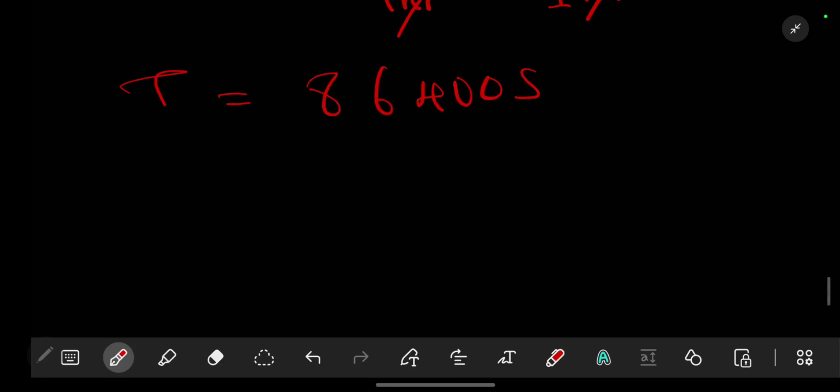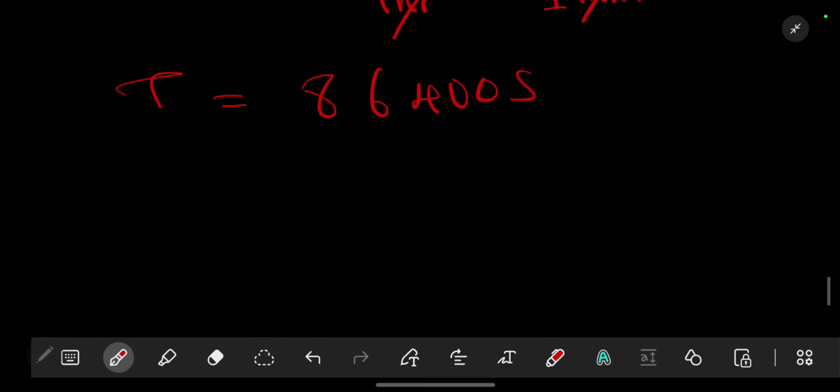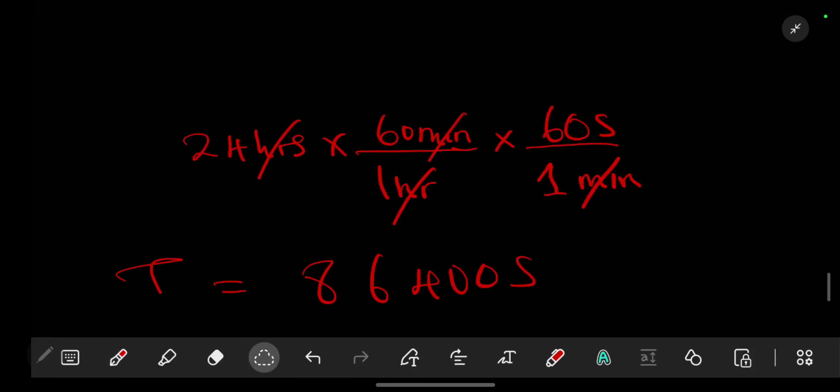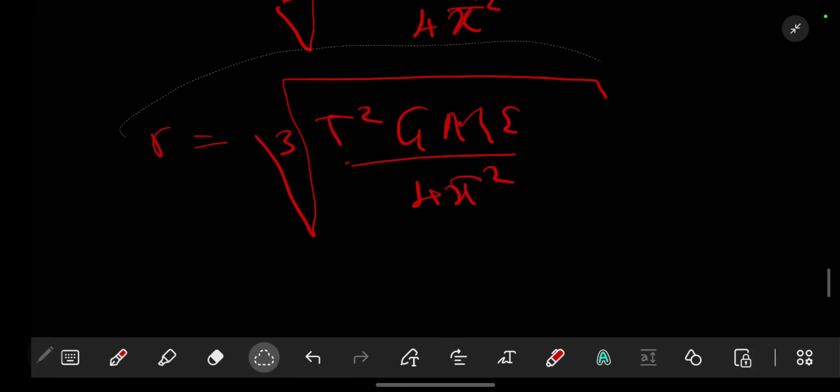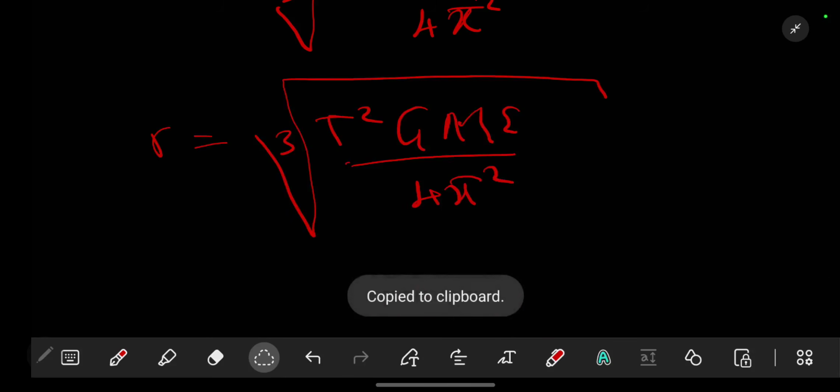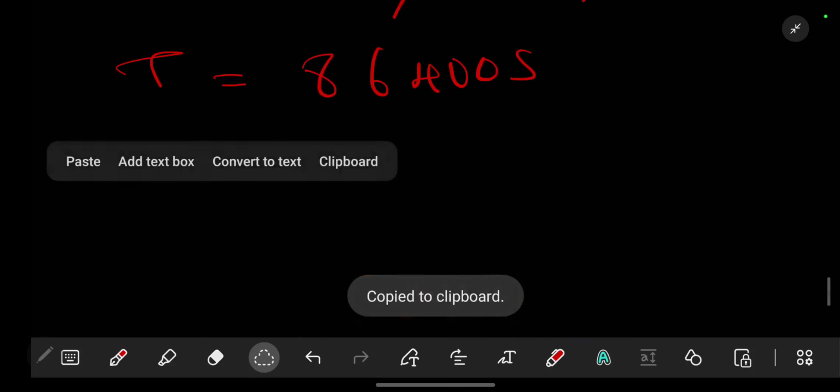So if that is our period, then we are going to find our radius. Let me get the formula, the one we have made the subject of the formula.